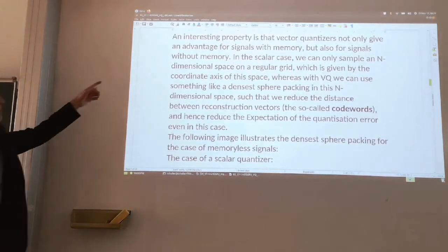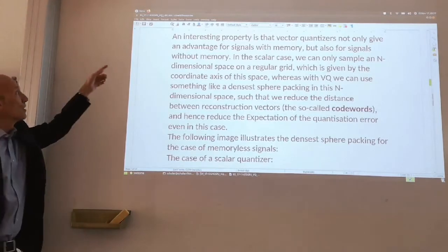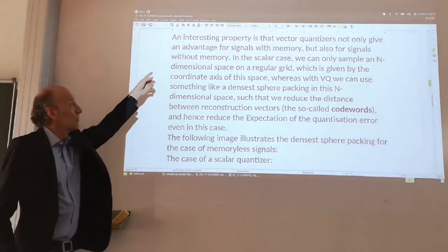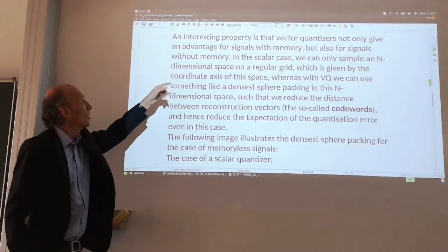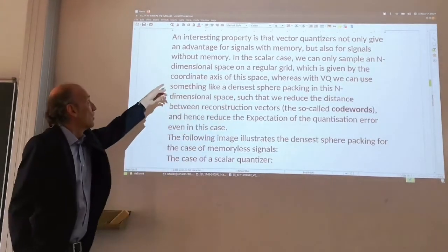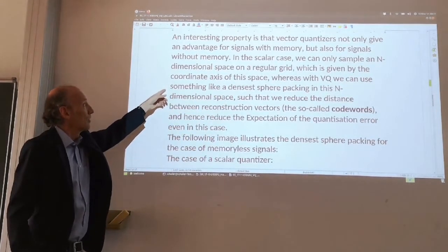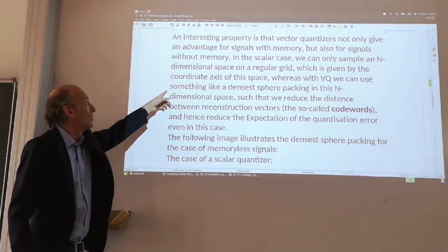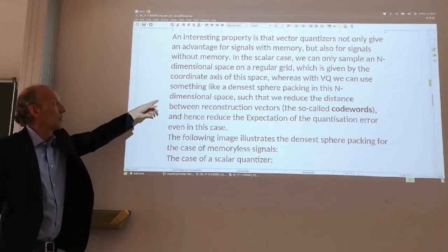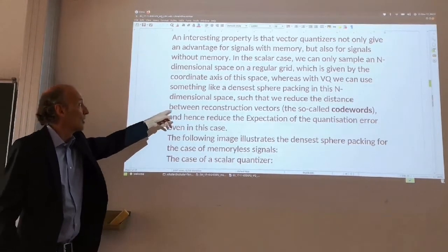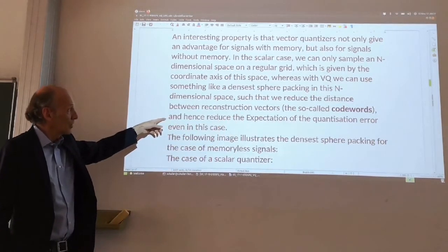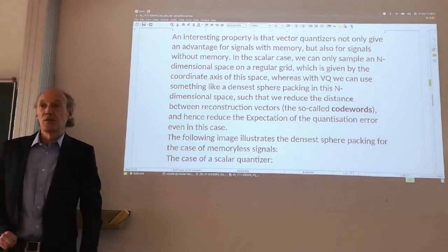An interesting point here is that vector quantizers not only give an advantage for signals with memory, but also even for signals without memory. In the scalar case, we can only sample an n-dimensional space on a regular grid, which is given by the coordinate axes of the space, whereas with the vector quantizer, we can use something like a densest sphere packing in this n-dimensional space, such that we reduce the distance between reconstruction vectors, the so-called cohorts, and hence reduce the expectation of the quantization error.